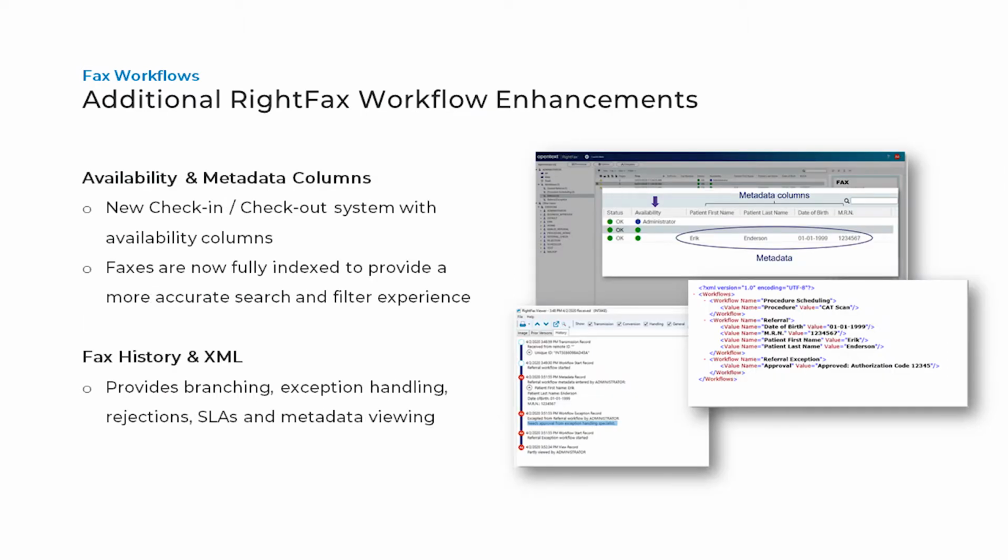Some additional enhancements: a new check-in check-out system with an availability column. So now people that are sharing a workflow know who's working on the fax at that moment and if it's available or not available. And the faxes are fully indexed to provide a more accurate search and filter experience. And now the fax history and XML provides branching, exception handling, rejections, SLAs, and metadata viewing.